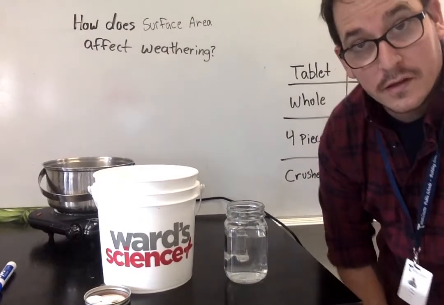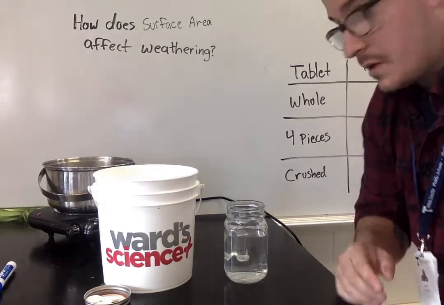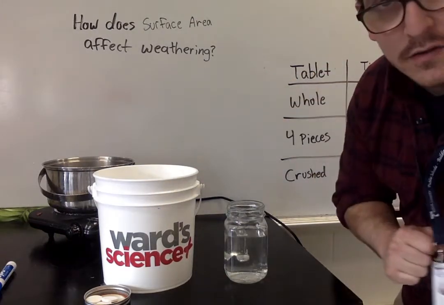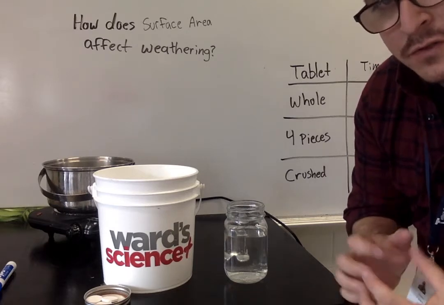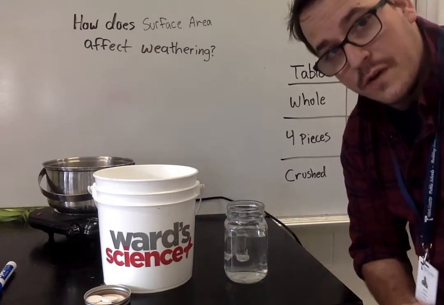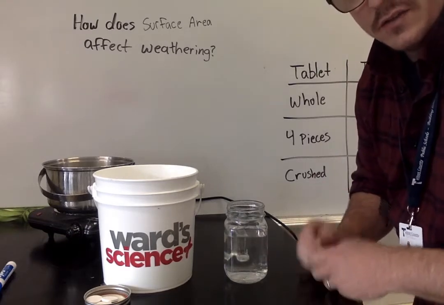All right, welcome back. So, if you haven't checked out our other video, take a look at that one. We look at how does temperature affect weathering. Now we're going to take a look at how does the amount of surface area exposed affect the weathering of rock. And to do that, we have the same materials as earlier.